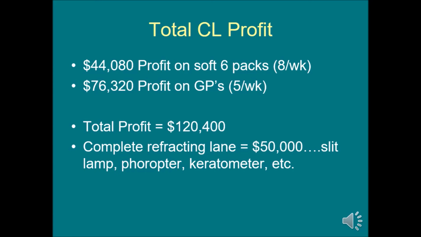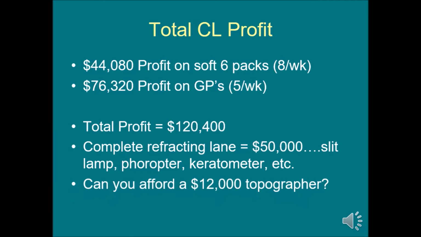So if you need a refracting lane, if you don't have one, which you will need to be able to do contact lenses, you really need a refracting lane. That's going to cost you around $50,000 for a slit lamp, phoropter, keratometer, etc. You can buy some of the equipment used, and so probably the average lane cost is around $50,000. You can argue that it's more, you can argue that it's less, but if you are frugal and shop around, you probably can outfit yourself for that.